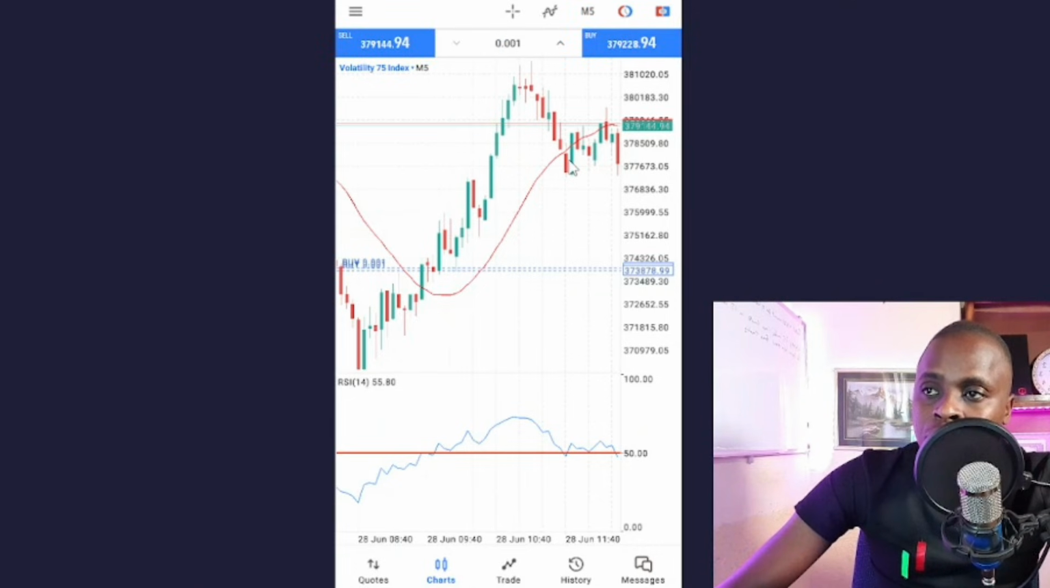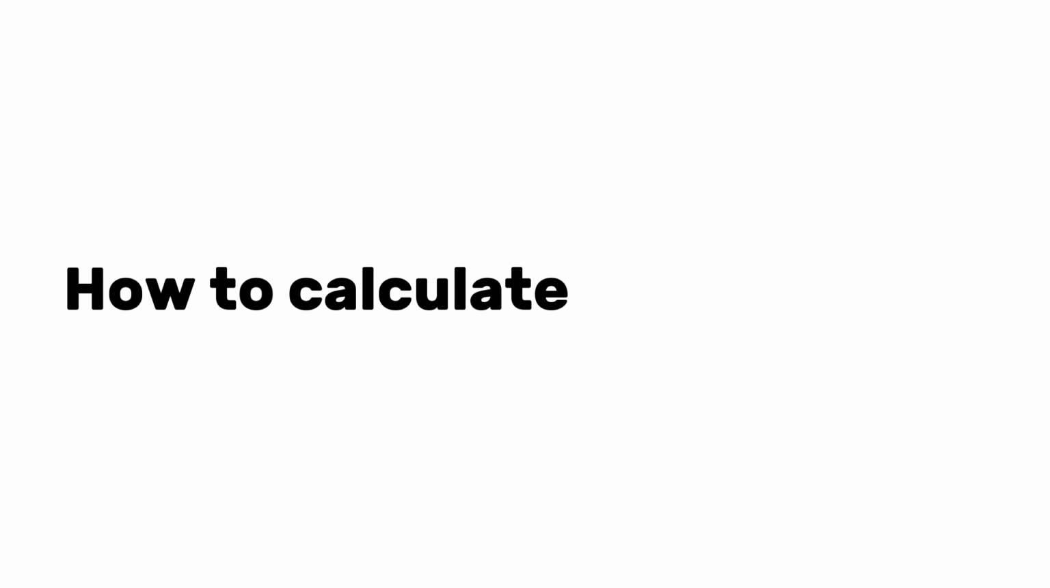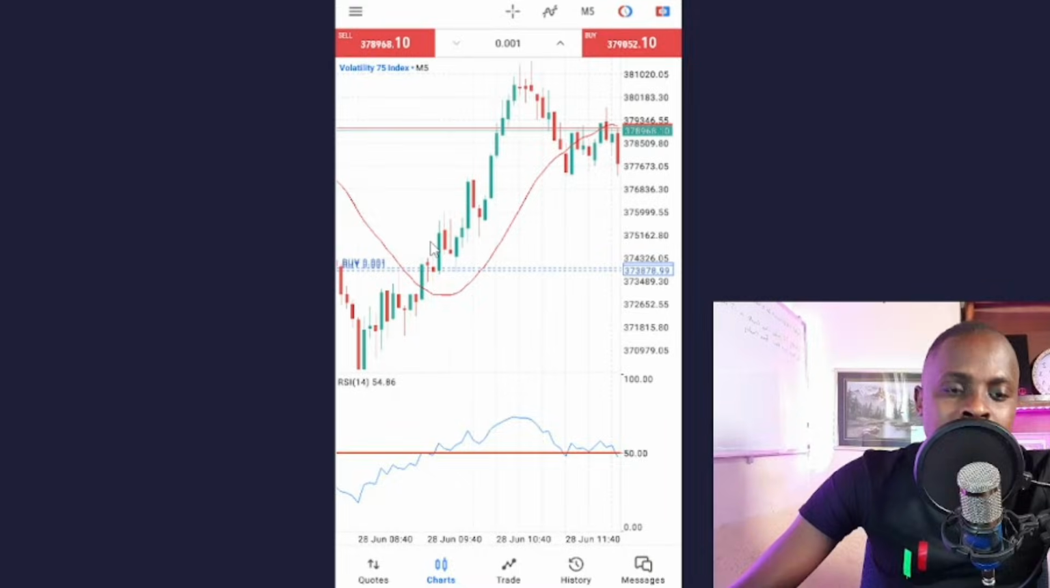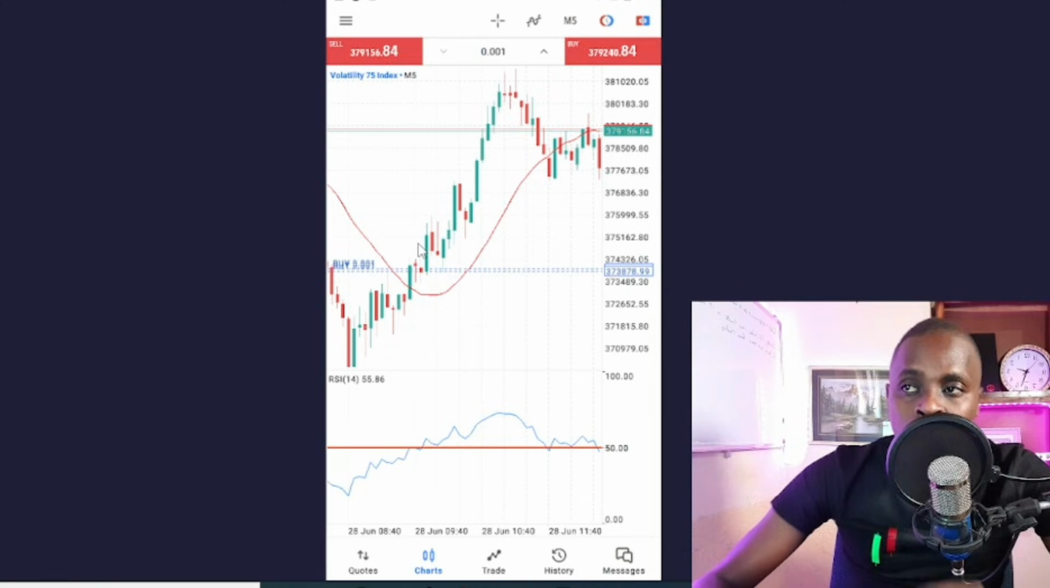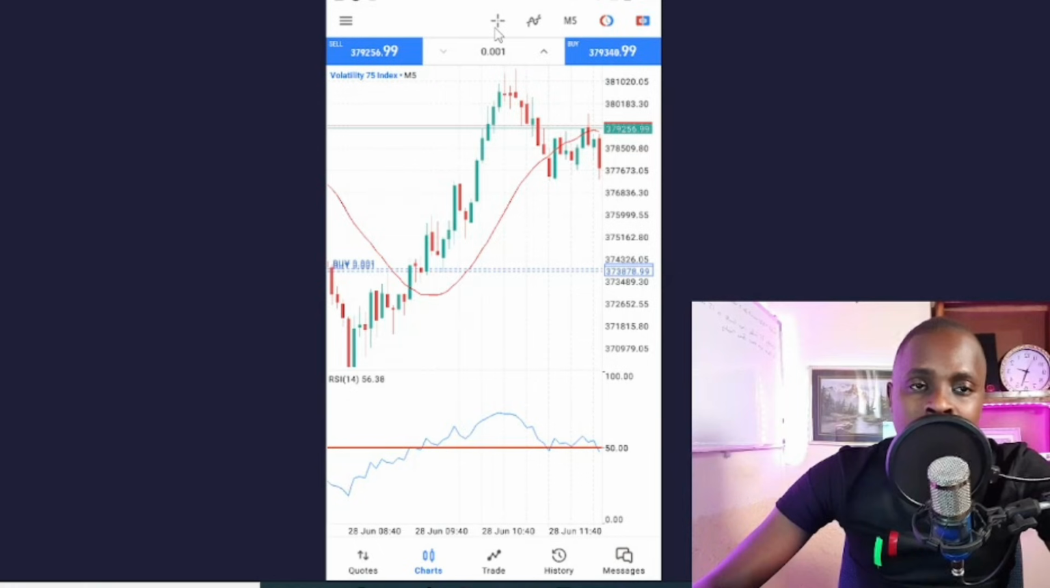But there is one thing that most traders don't know what to do when they trade Volatility 75 index, which is to calculate your stop losses and take profits. Most traders just go into the market and place their trade, but they don't know how much they are risking per each and every trade. So to do that, I'm going to show you a very simple way today for position sizing when trading Volatility 75 index.